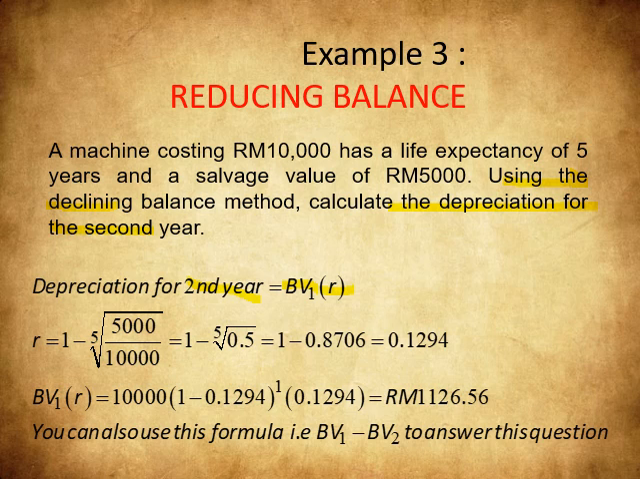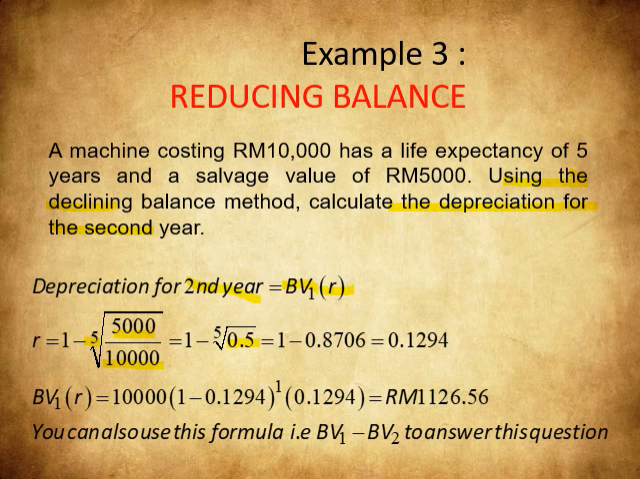Okay, first we calculate R. How do we calculate R? By using the given formula. 500 is the scrap value, divided by 10,000, the cost. Okay, 5 is the useful life. Expected life is 5. So you start calculating first: 500 divided by 10,000 is equal to 0.05.